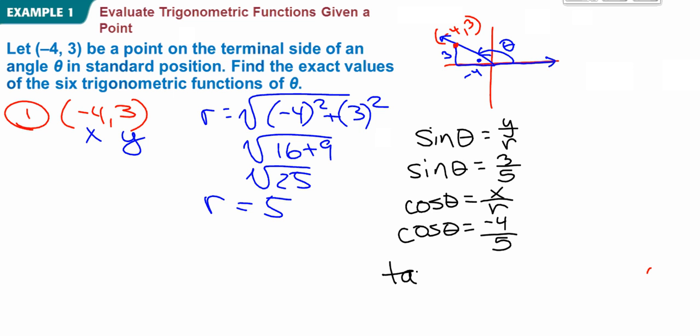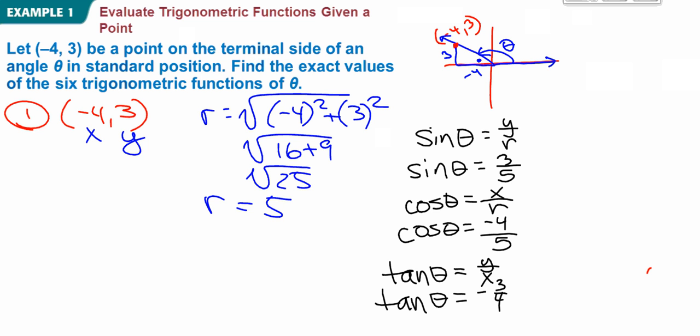The tangent of theta, and remember, at this point, if I can get those two, I can get all 6, because the tangent is just sine over cosine. Well, the 5's will cancel. It'll be 3 over -4. But if I'm using my rule, it's y over x. And I can use my rule the same way. So the tangent of theta is 3 over -4, so -3/4.